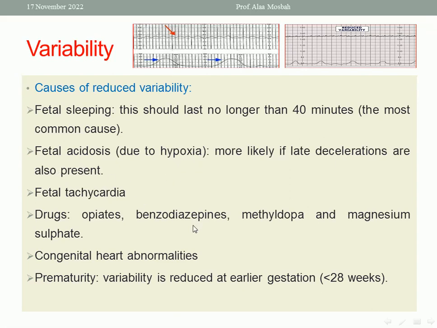Fetal acidosis is an important cause of reduced variability. Others include fetal tachycardia, drugs like opiates, methyldopa, benzodiazepine, magnesium sulfate, also premature baby and congenital heart abnormalities. As you see in this picture, on the right side reduced variability, and on the left side the sinusoidal pattern, which is very dangerous. Okay, that is the fetus at rest.